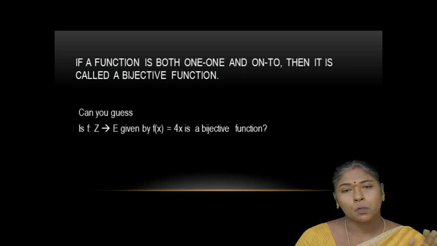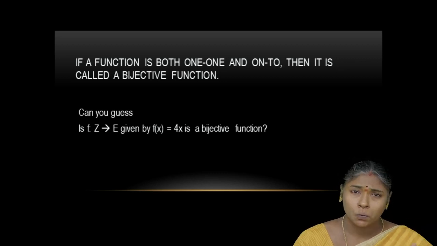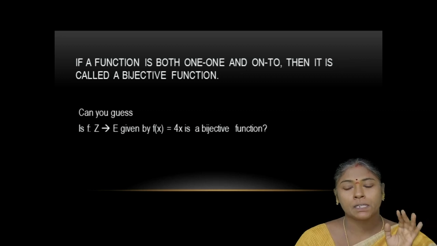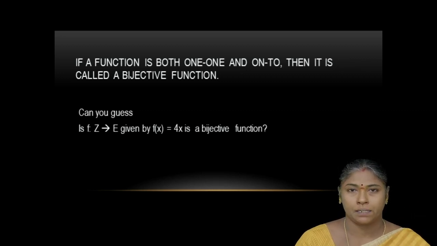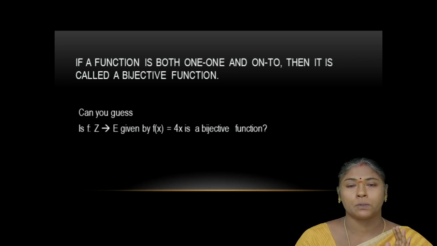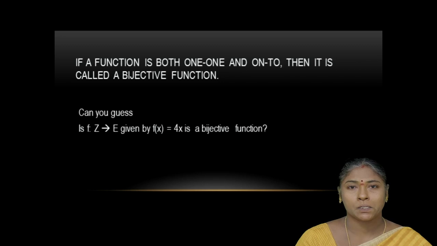If a function is both one-one and onto, then it is called a bijective function. So when a function is both one-one and onto, we call it a bijective function. Can you guess? Is f from Z to E given by f of x equal to 4x a bijective function? Here the domain is Z, the set of all integers, and the codomain is E, where E denotes the set of all even integers.